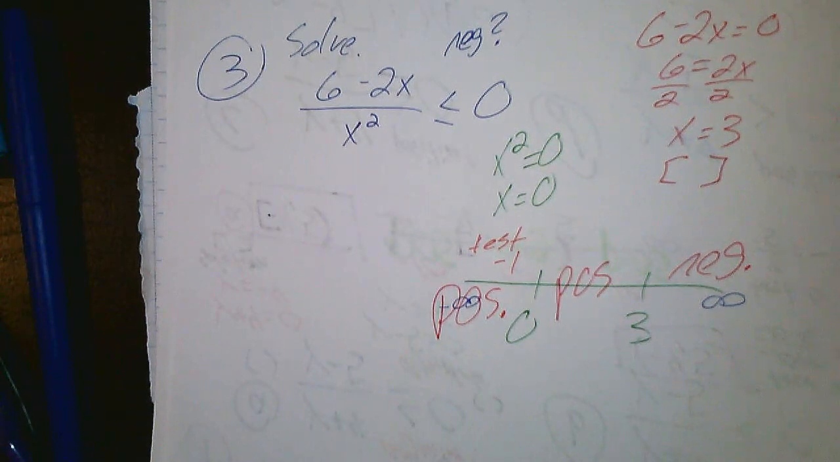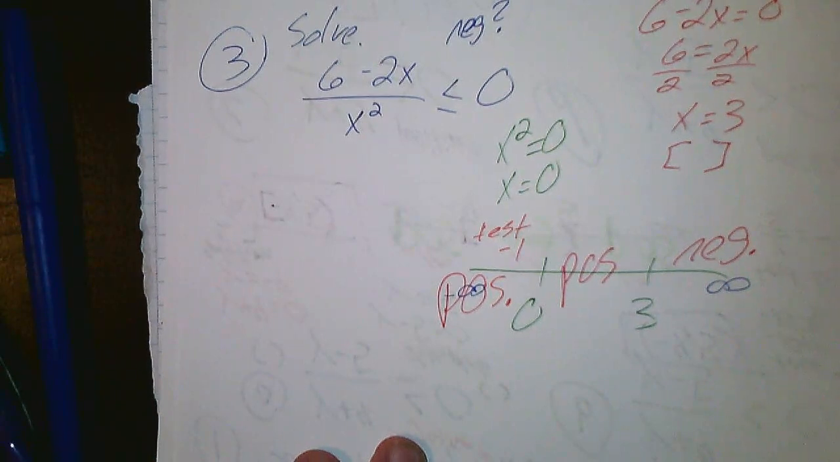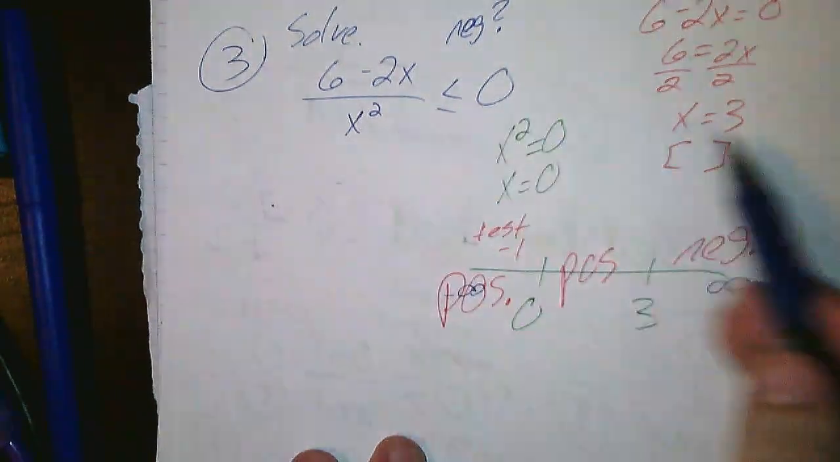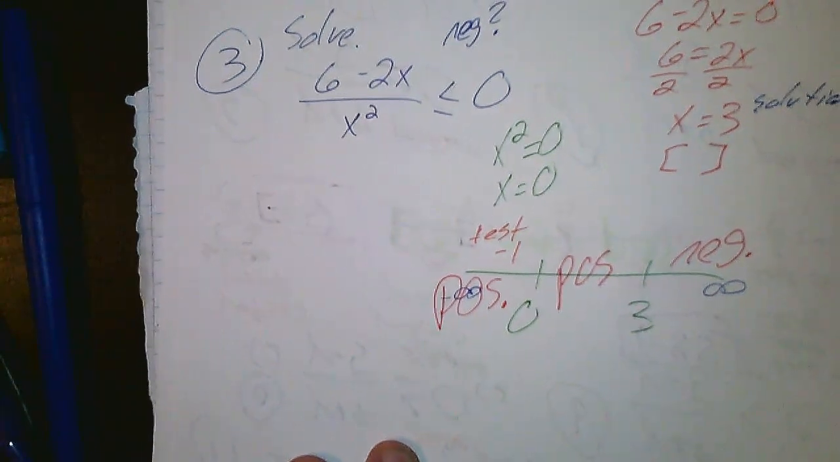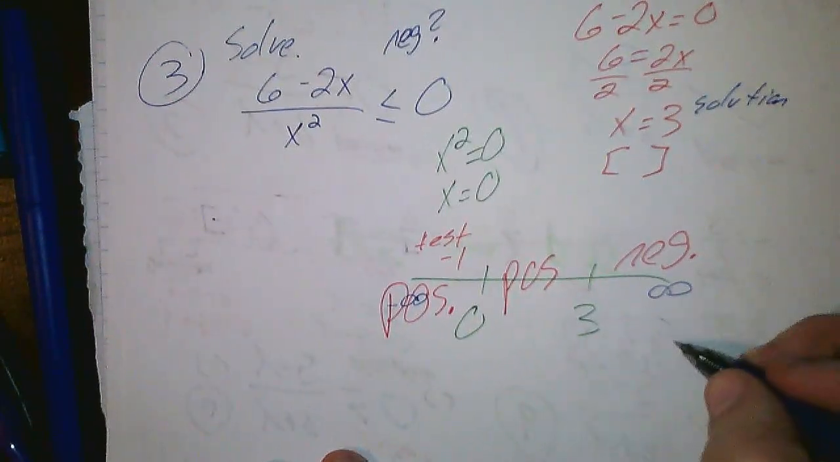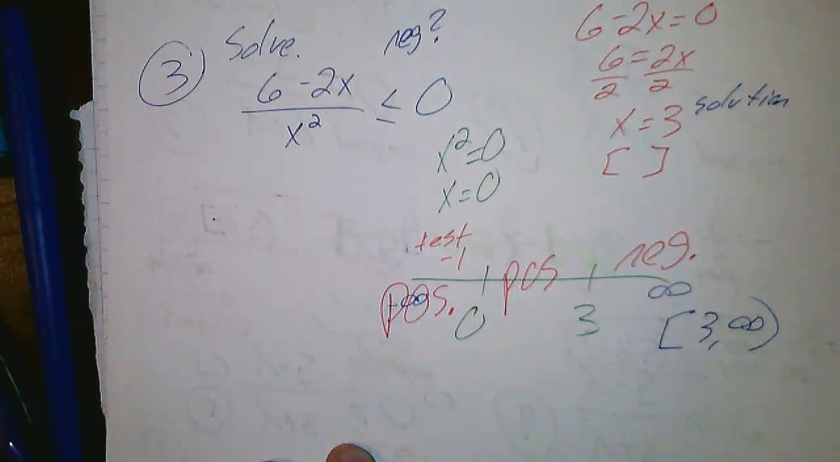So number 3 is asking where is the function negative? And the answer is from 3 to infinity. 3 was a solution, not an asymptote. So we can do bracket 3 to infinity.